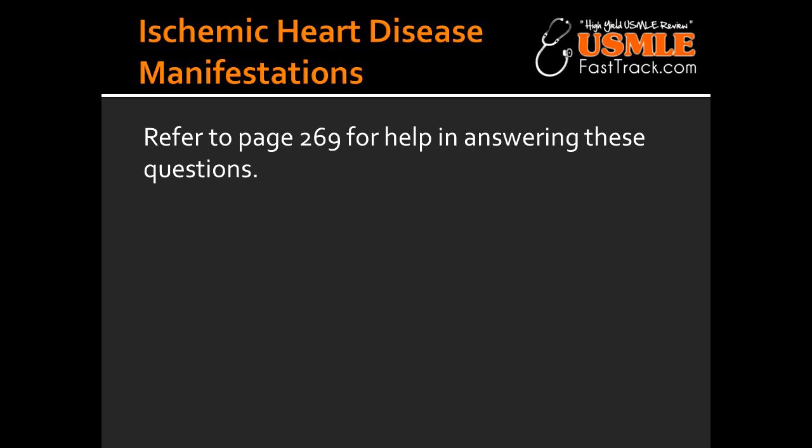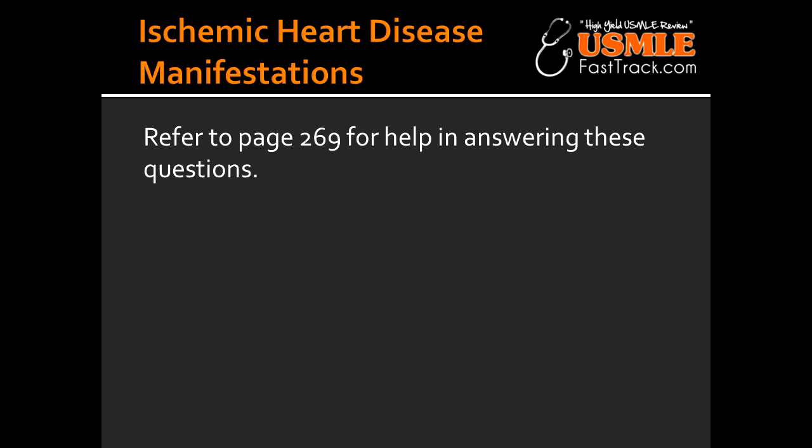What is Prinzmetal's variant angina? Prinzmetal variant angina is chest pain that occurs at rest secondary to coronary artery spasm. What are the ECG changes observed in Prinzmetal angina? In Prinzmetal angina, there is ST elevation on the ECG.